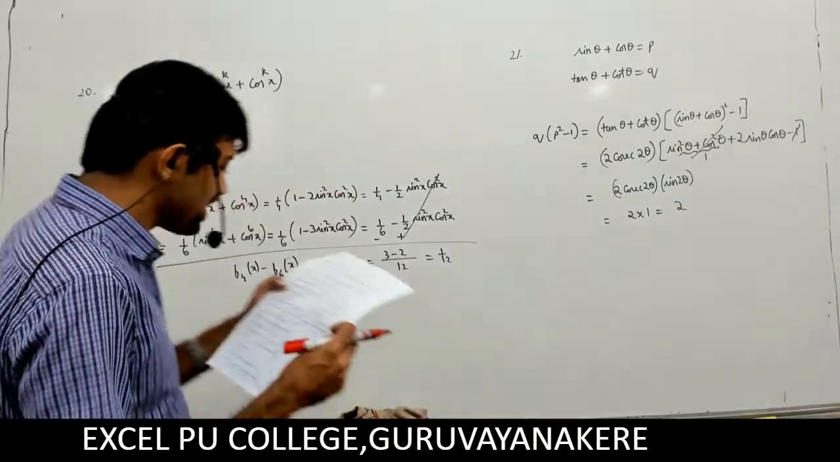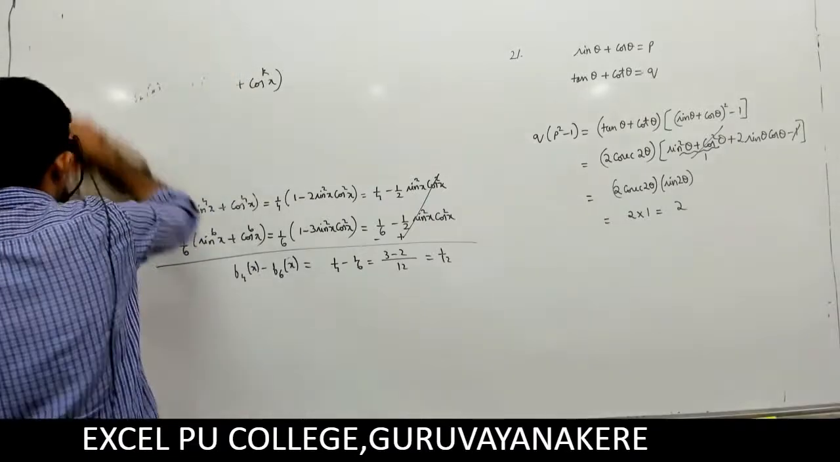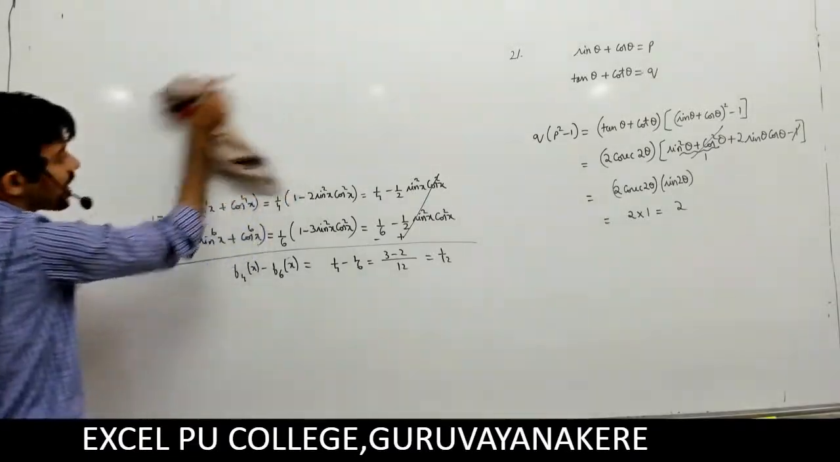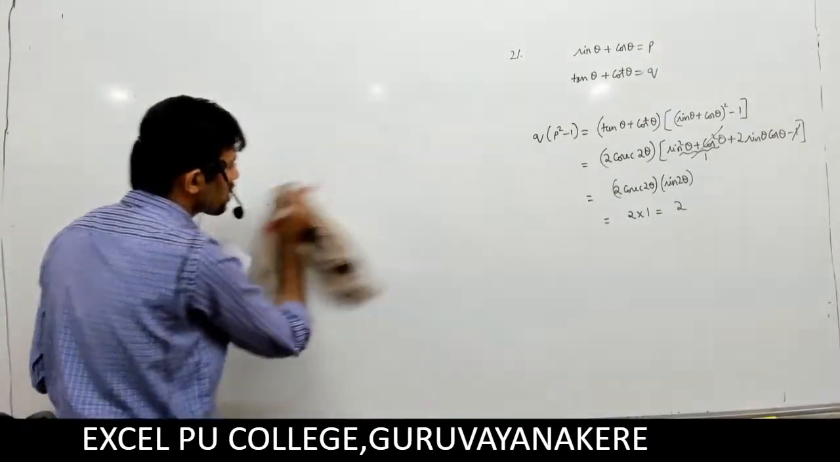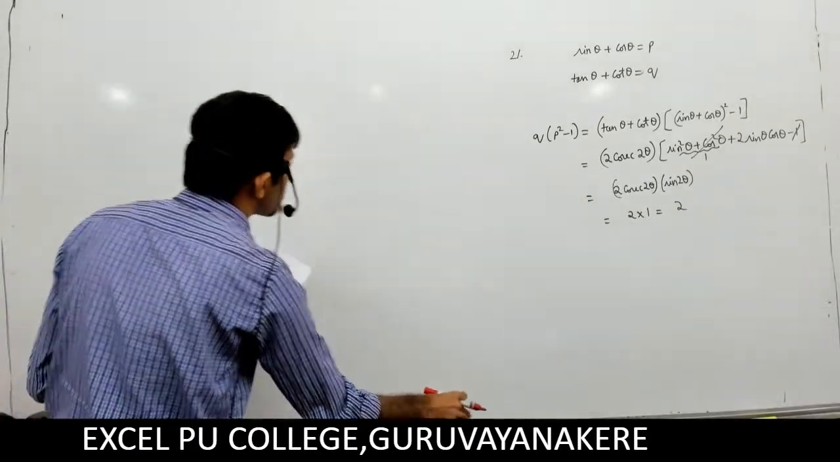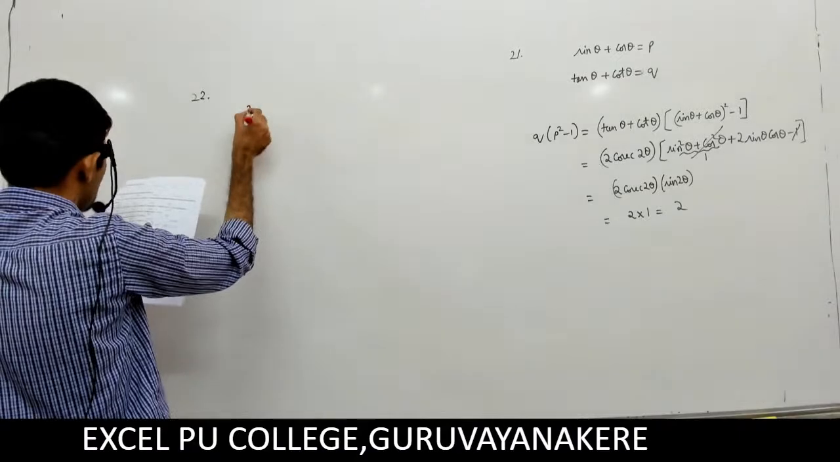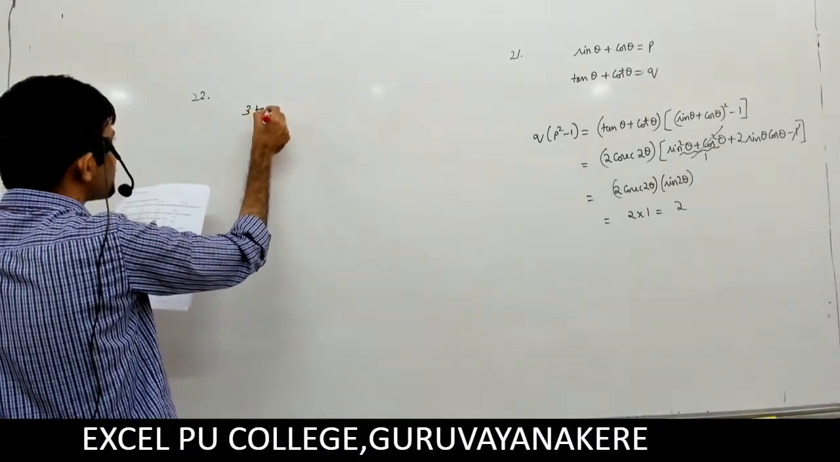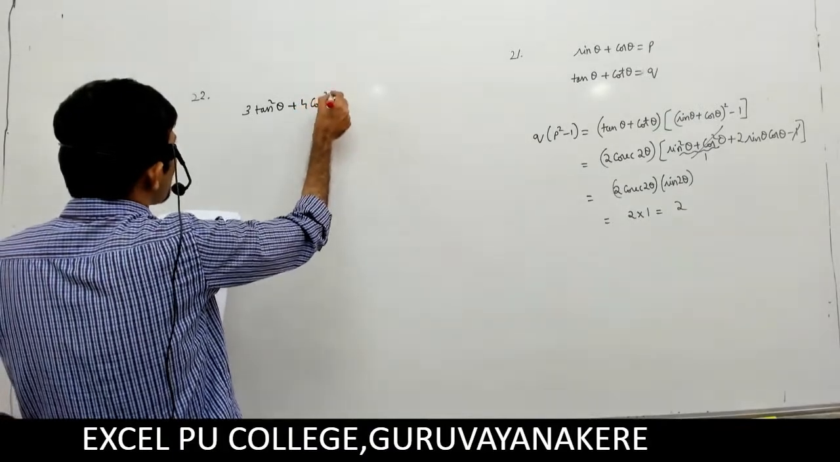Next one, 22nd. Once again they ask to find the minimum value of. Here you know tan and cot are reciprocal functions. Correct? Tan and cot are reciprocal functions. We use the concept of arithmetic mean greater than or equal to the geometric mean. 22nd. Need to find the minimum value of 3 tan square theta plus 4 cot square theta.